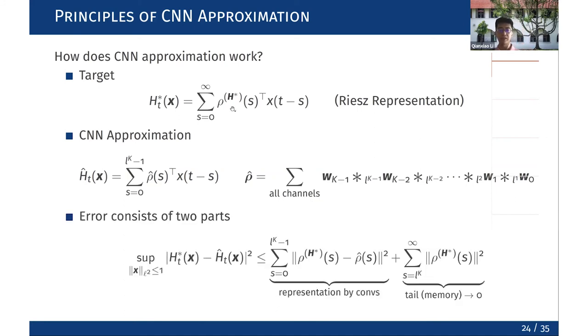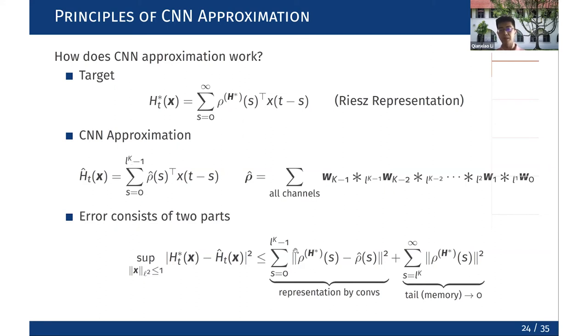If you look at the difference between these two, the error comes in two parts. The first part is, of course, the part where I have a finite integral here. So everything in the tail of this cannot be approximated. This error is always going to be there. This is the tail of the representation of my function. So this is the memory. And the other part is from zero to L to the K minus one.